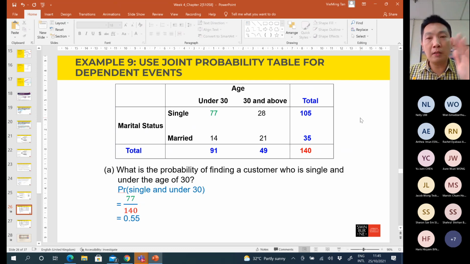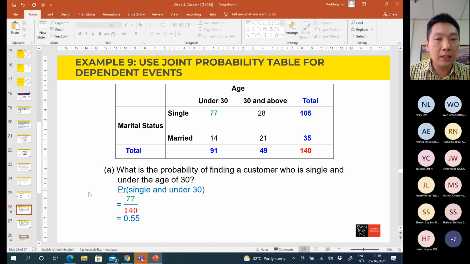Based on this table, you are asked to calculate the probability of a customer who is single and under the age of 30. So that means your equation is single and under age of 30. Since you already have the table, it's easy for you to solve the problem.